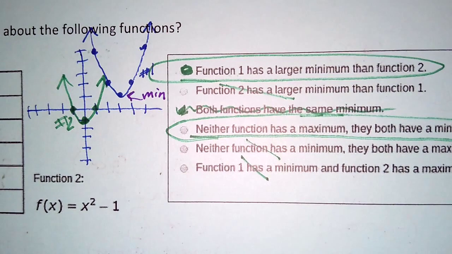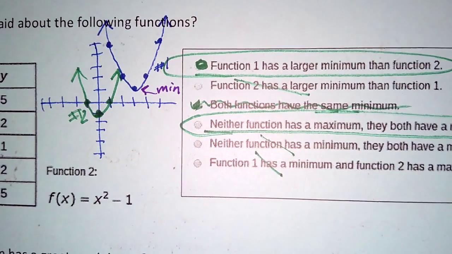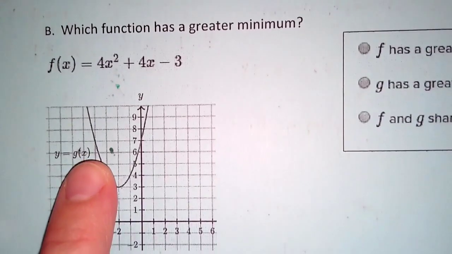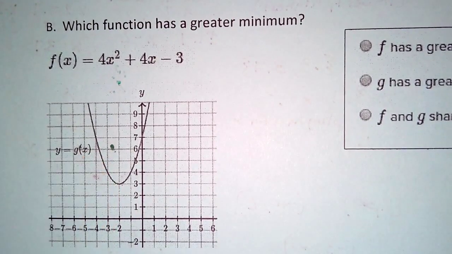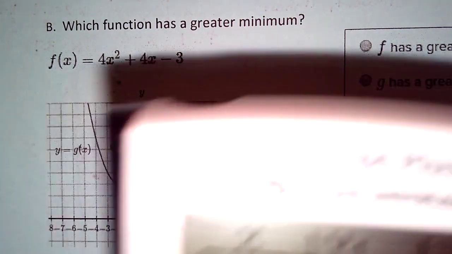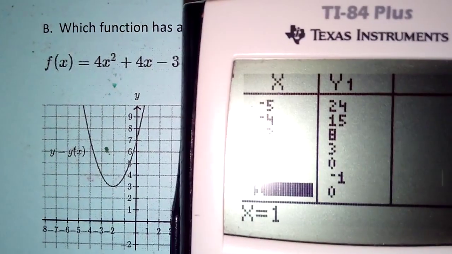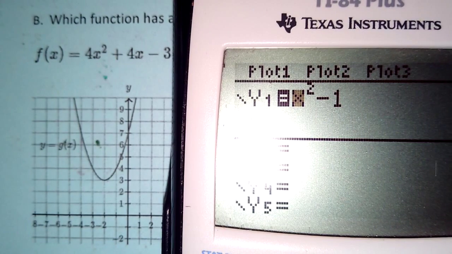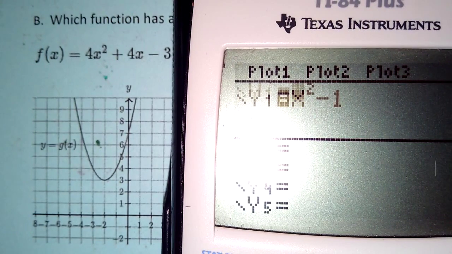Second one, which function has a greater minimum, aka which one is higher? So here is function f, and on your graph you have function g. So function g is right there. I'm going to look in my graph. I'm going to graph function f in my calculator, so press y equals. Almost done here. Clear this out.